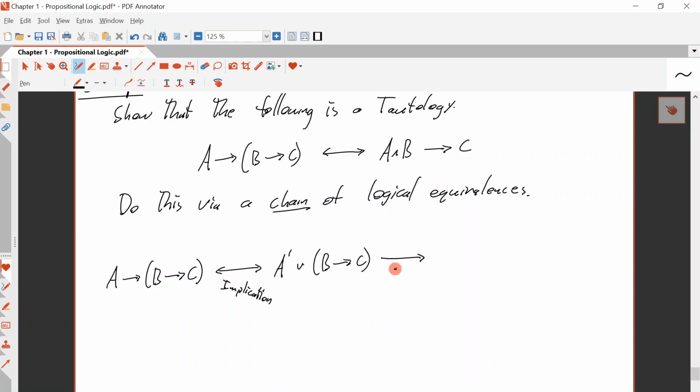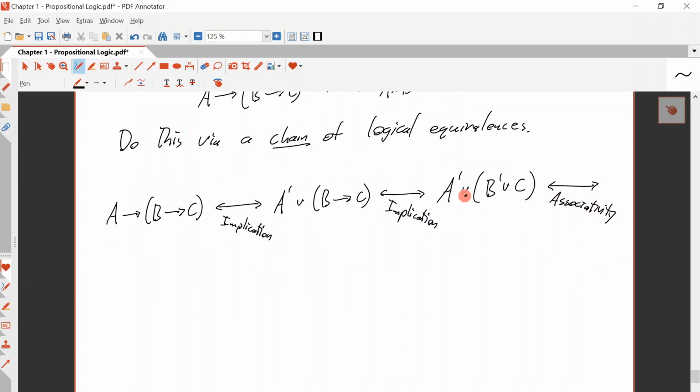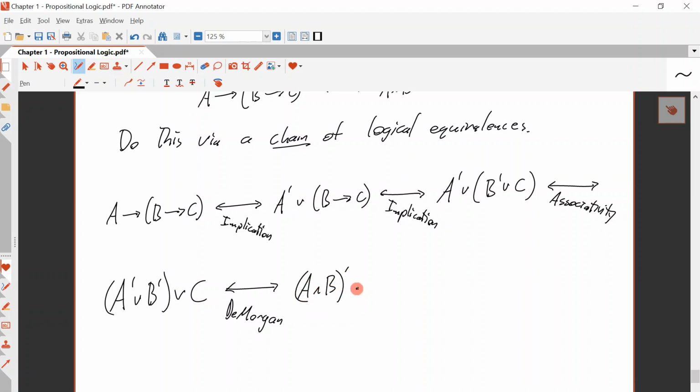All right, let's do it again. Also by the implication tautology, B implies C is B naught or C. And then by the associativity tautology, this is A naught or B naught or C, which is the same as A naught or B naught, or C. And then by De Morgan, A naught or B naught becomes A and B naught, or C. And then the or C is still there.